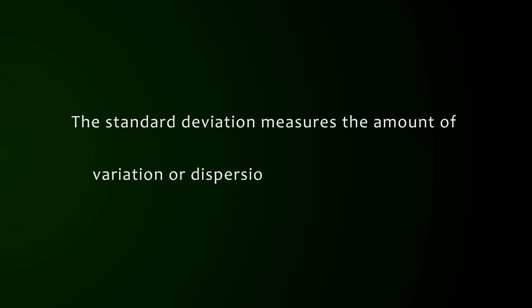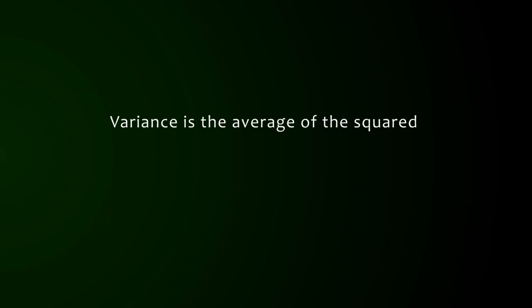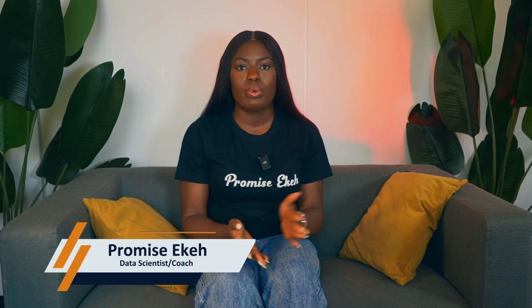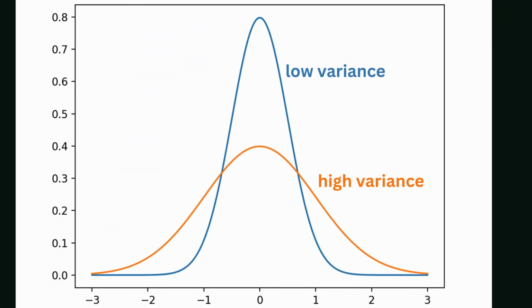The standard deviation measures the amount of variation or dispersion of a set of numbers. A higher standard deviation indicates that the points are spread out over a wider range around the mean. Variance is the average of the squared difference from the mean. It gives us an idea of the extent of the data points from the mean value. For example, in a data set of exam scores, a higher variance indicates that scores are more spread out from the average score, suggesting greater variability in performance across the group.